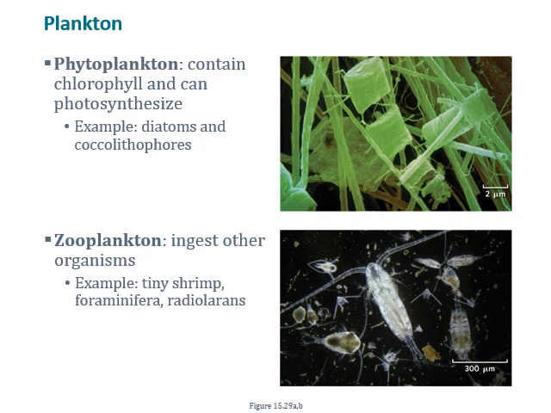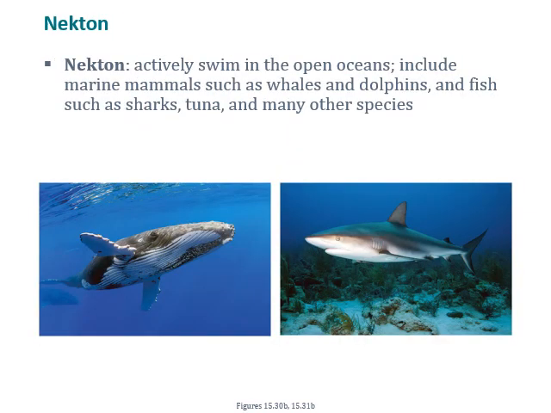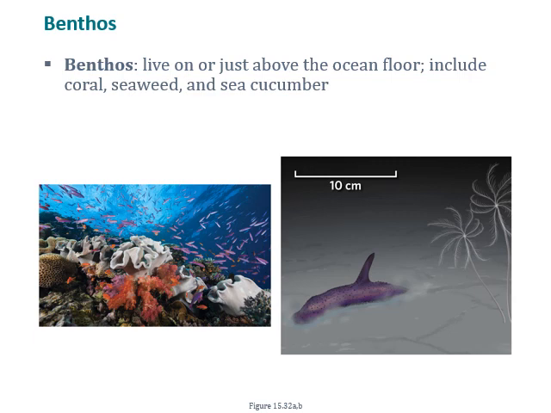Phytoplankton contain chlorophyll and can photosynthesize. Some examples are diatoms and coccolithophores, and zooplankton ingest other organisms. So examples of these are tiny shrimp, foraminifera, and radiolarians. Here's a picture of some nekton. So these are actively swimming in the open ocean, including marine mammals like whales and dolphins, fish like sharks and tuna, and many other species. Benthos live on or just below the seafloor or above the seafloor and include coral, seaweed, and sea cucumbers.